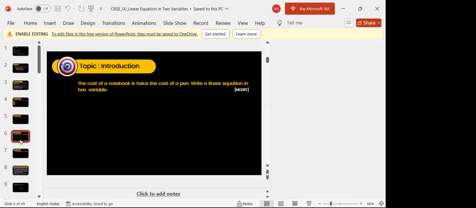Now, the cost of a notebook is twice the cost of a pen. Write a linear equation in 2 variables. Permutation combination today. Who was asking? Can you say? Yeah, if I want, I can give it, but let's finish this today, then I'll go for it.